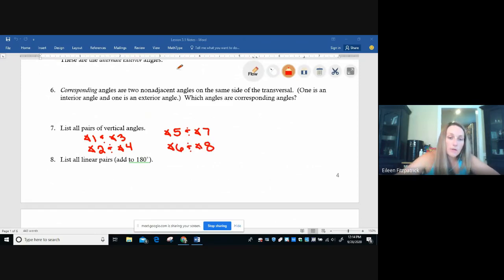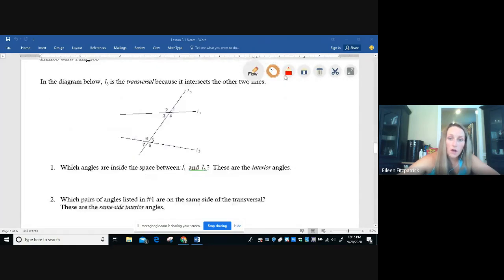All right, the last thing we want to look for are the linear pairs. Everything that adds up to 180 degrees gives us a straight line, okay? So let me scroll back up. All right, so I'm looking at this straight line right here. And I see that if I add angle 2 and 3 together, that'll give me the straight line, or 1 and 4 together. All right, so 2 and 3 and then 1 and 4 are linear pairs.